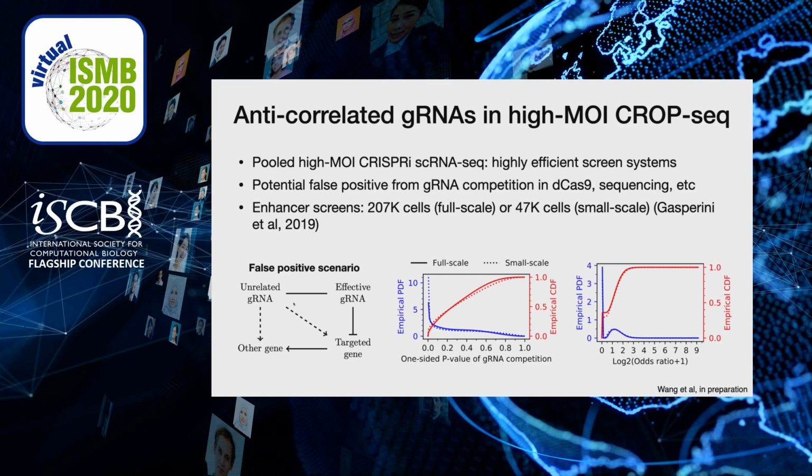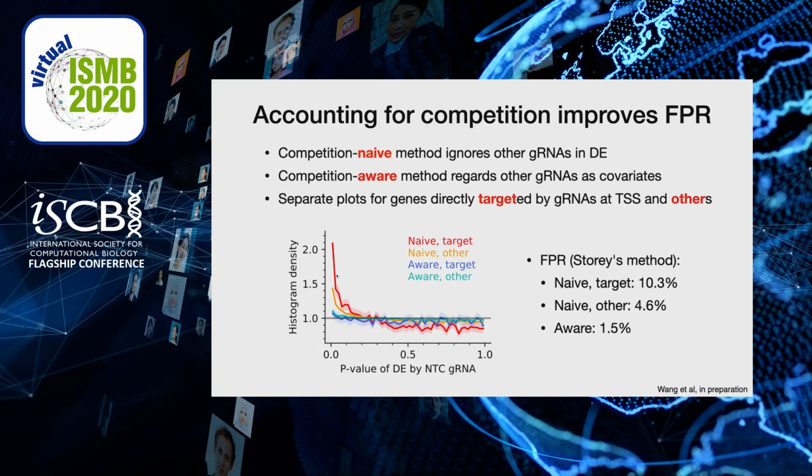Here, the competition with the effective guide RNA will give rise to false positives in the association between the unrelated guide RNA and other genes. In this case, the first question is, of course, whether we find the negative association, or the competition, between the guide RNAs, and that is indeed the case when we run a hypergeometric test on the guide RNA pairs. We find that when you have a guide RNA in the cell, it's less likely for it to have another guide RNA. The second question is, with this competition in place, would that give rise to false positives? And that is indeed the case.